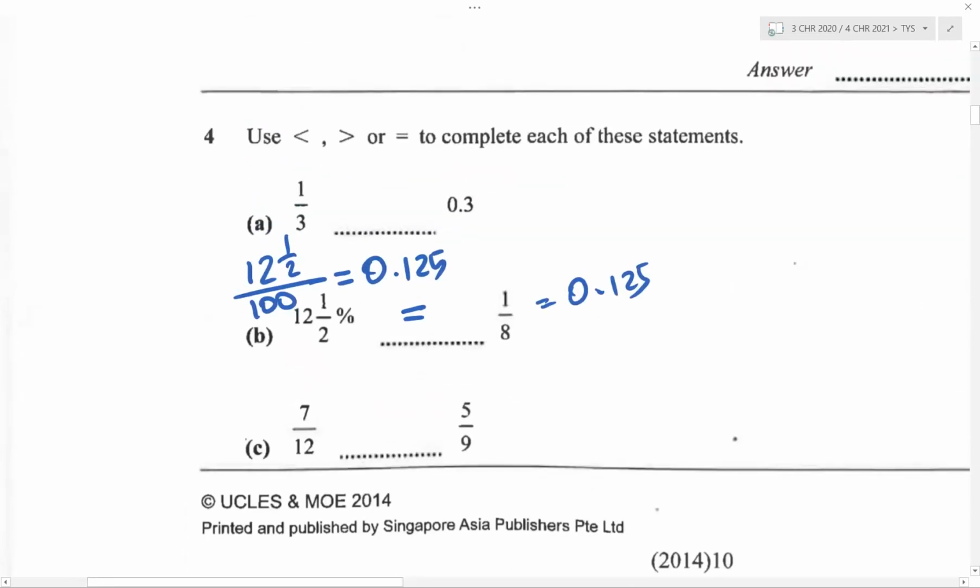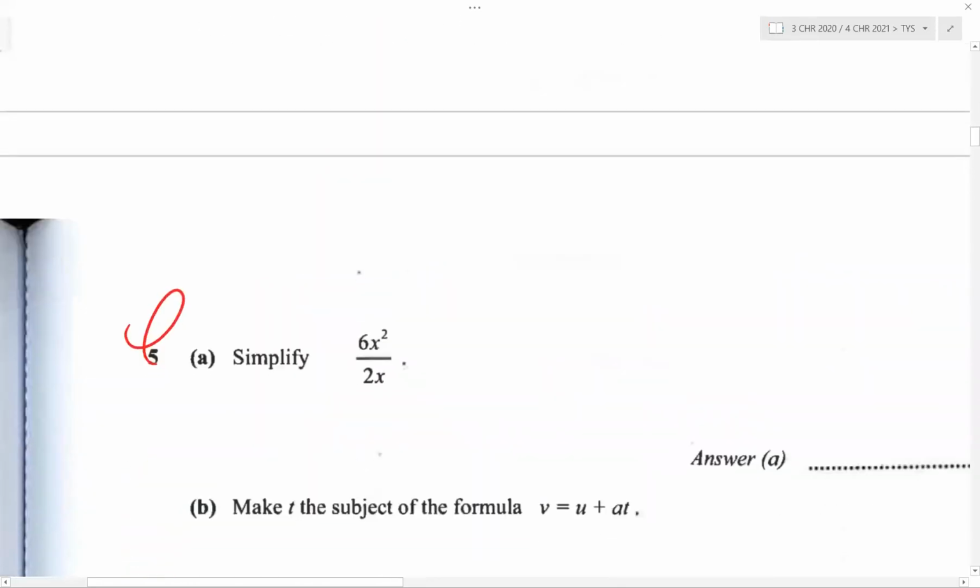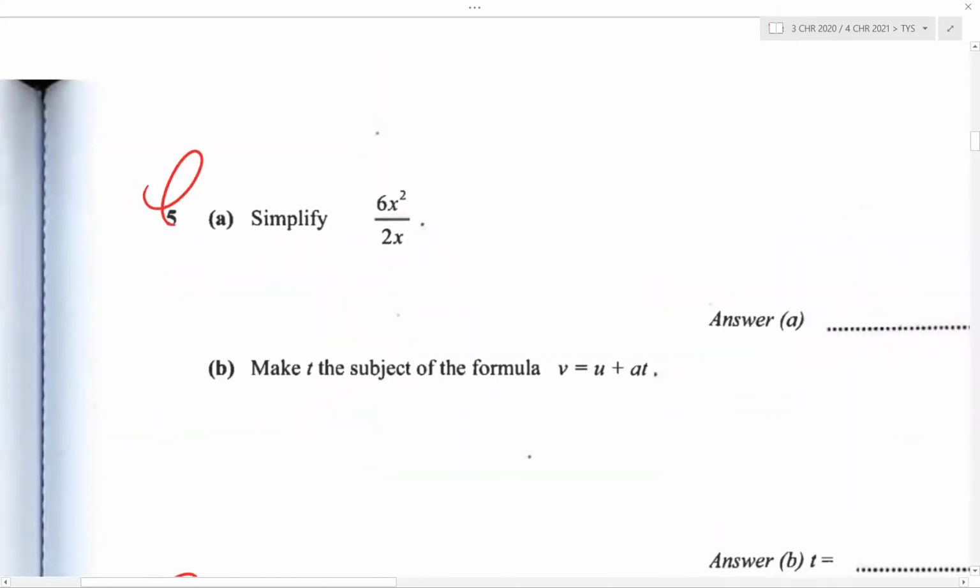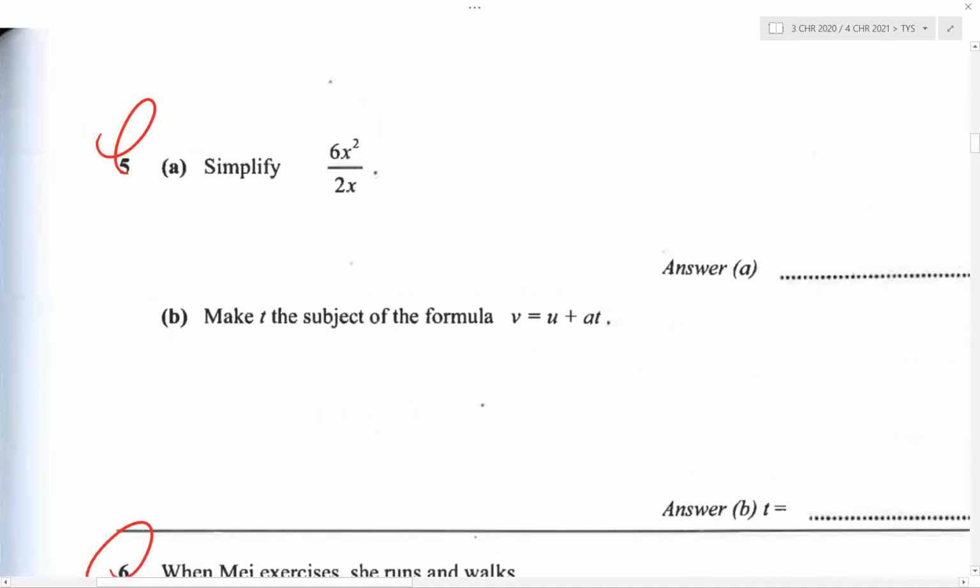And one way, okay? You know your mistake already? What's the mistake? Yes. Okay, next one, 5a, some algebra. So simplify, 6x squared divided by 2x. Cancel, 6 and 2 become 3. 3x squared divided by x. How many x squared? 3 of them.